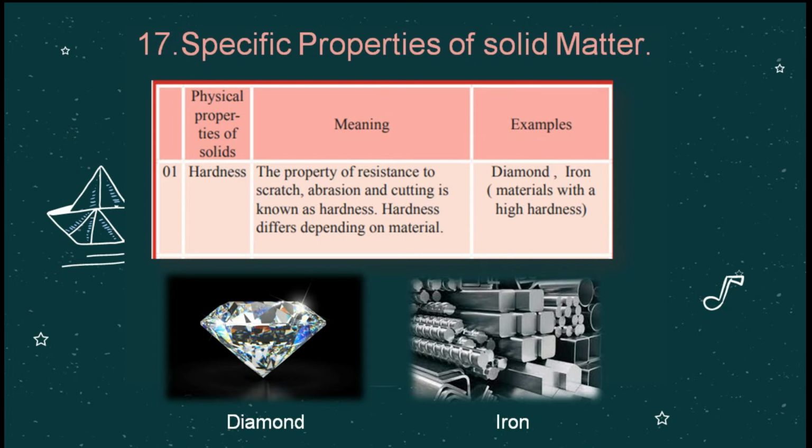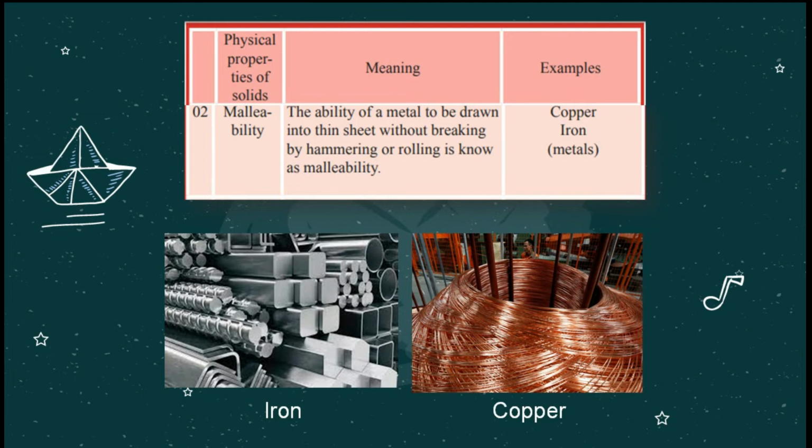Next. Physical properties of solids: malleability, meaning the ability of a metal to be drawn into thin sheets without breaking by hammering or rolling is known as malleability. Example: copper, iron. Metals, as you can see in the picture, copper and iron.